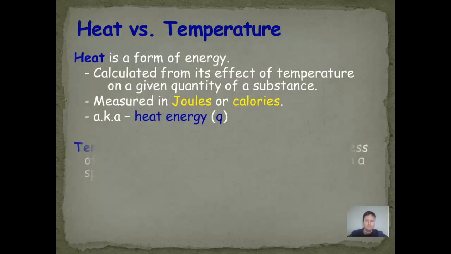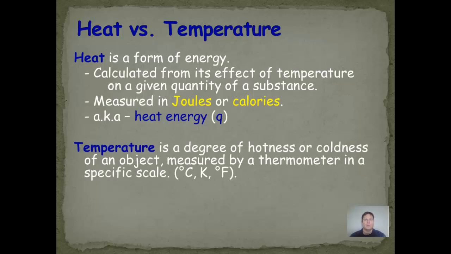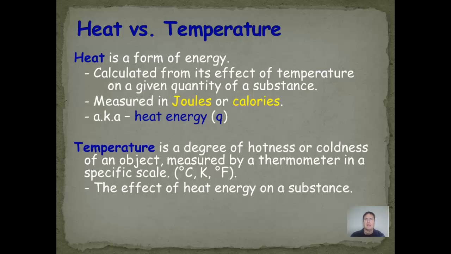Temperature then is a degree of hotness or coldness something is. It's measured on a thermometer in a specific scale. We can talk about Celsius, Kelvin, and Fahrenheit. So temperature is really how heat affects an object, the effect of heat energy on the substance.